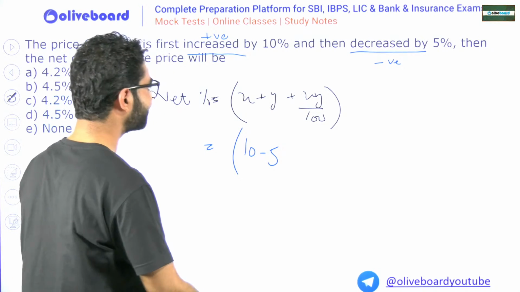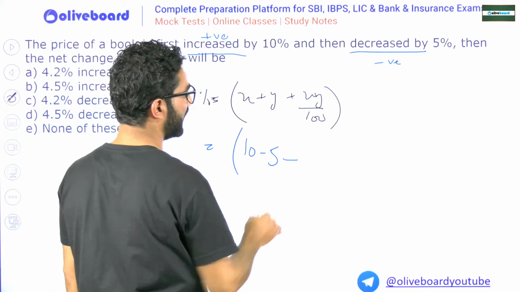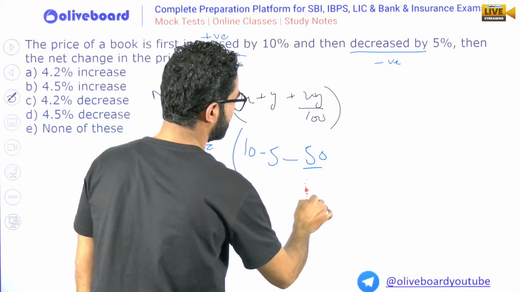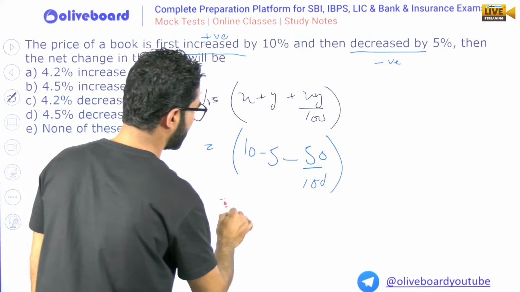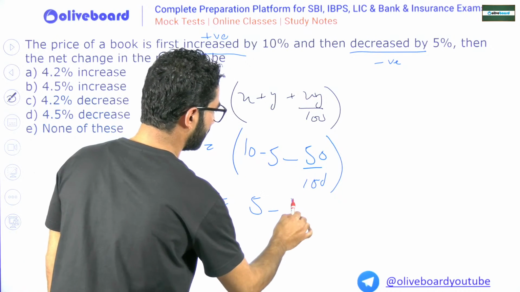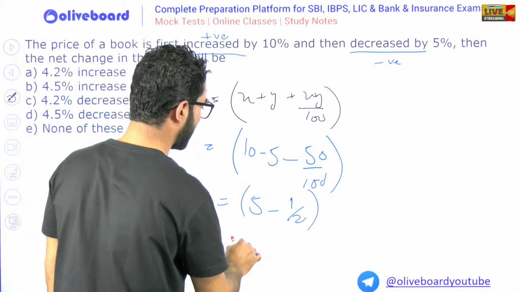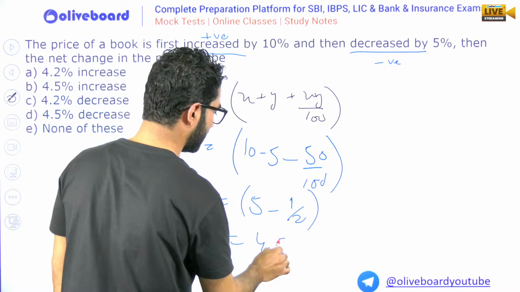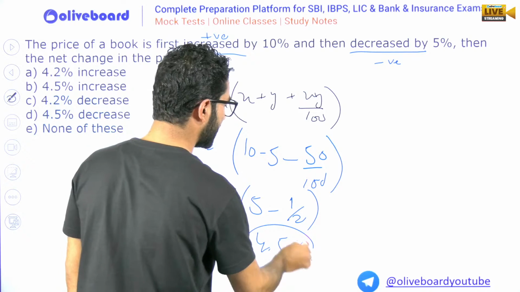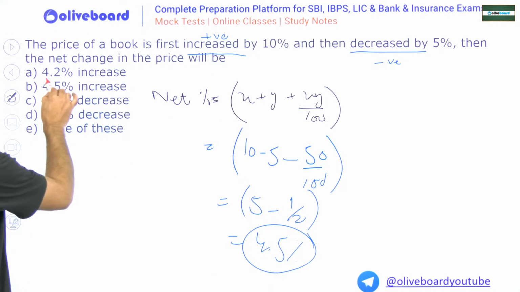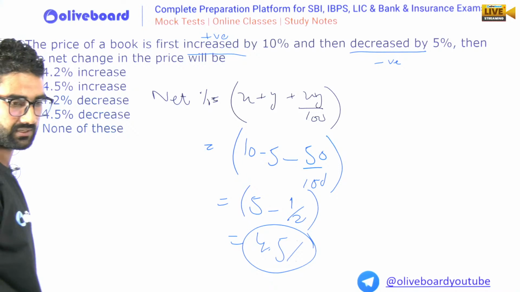Don't worry, my dear. So now if we have 5 and 10, it will be 50. That divided by 100 will be 0.5. So it will be 5 minus 0.5, that is 4.5 percentile. So 4.5 percentile is the net percentage change. That's good. Option B will be the correct option for this question.